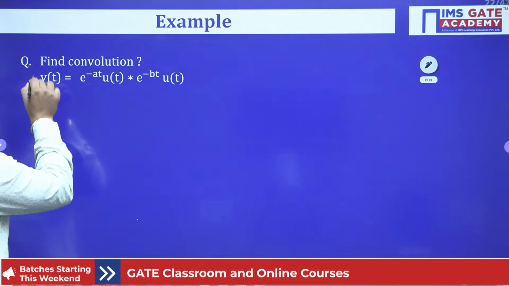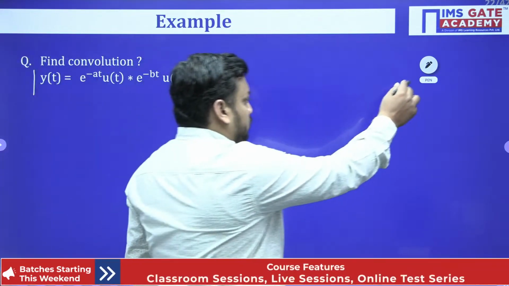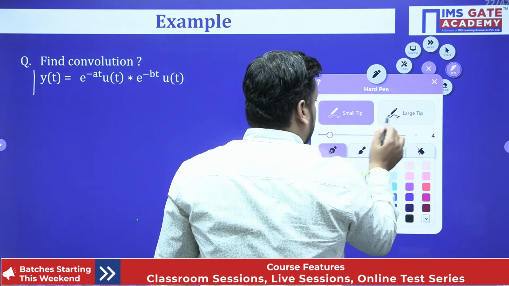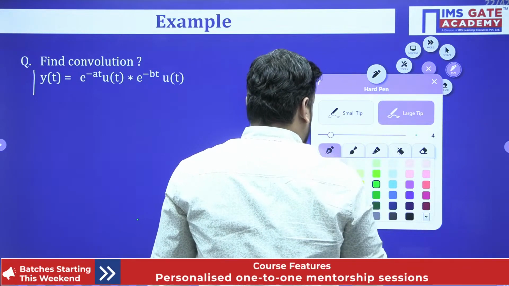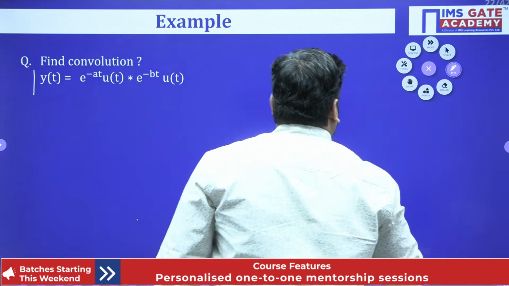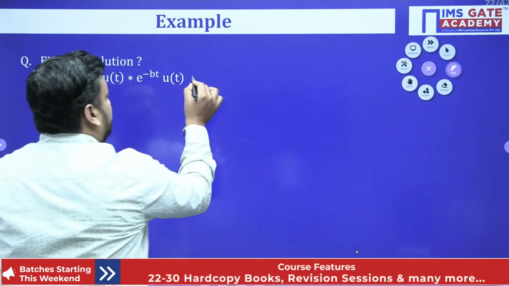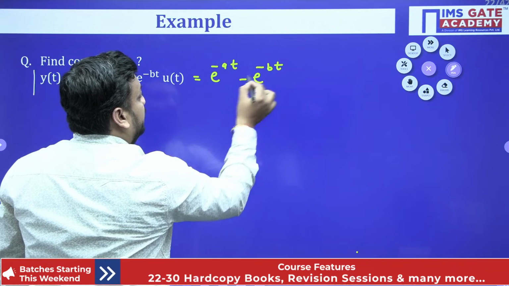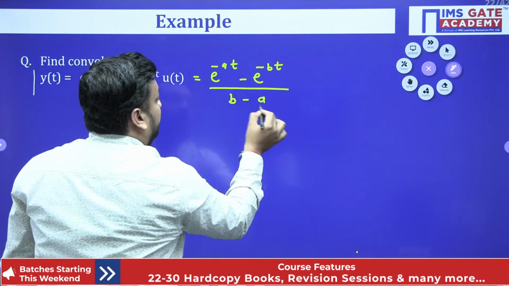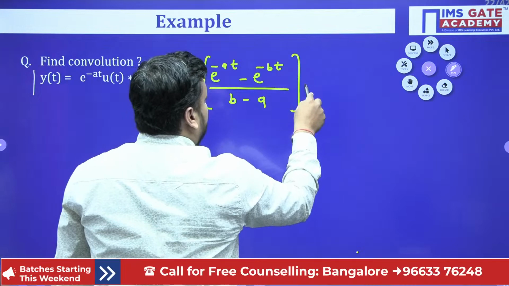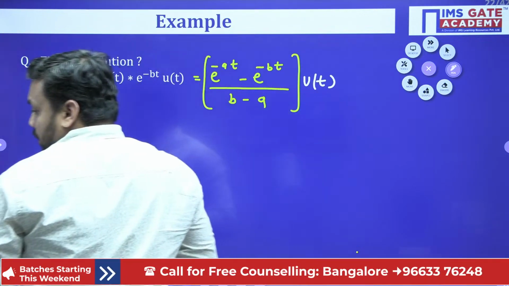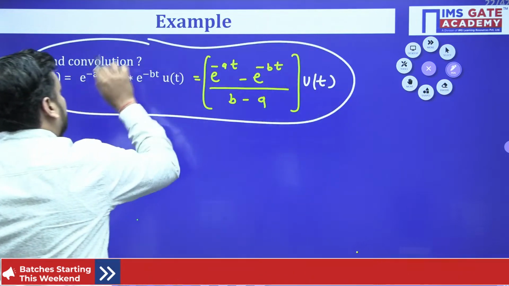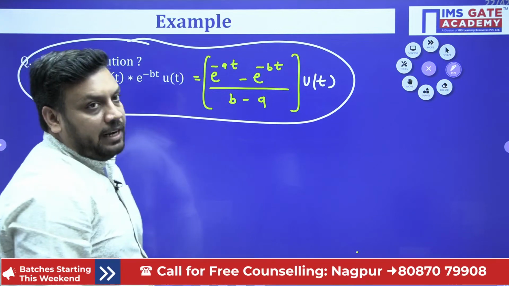So students, this is also something we have discussed in the last classes. e to the power minus at ut convolved with e to the power minus bt ut, you know the result is nothing but (e to the power minus at minus e to the power minus bt) upon (b minus a), whole bracket closed, u of t. Now guys, you should reply whether you remember this standard form or not. And if you remember the standard form, I am asking a next GATE question to you.